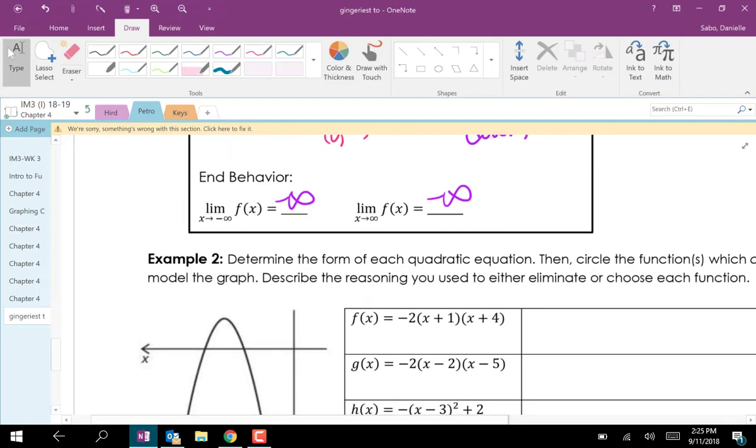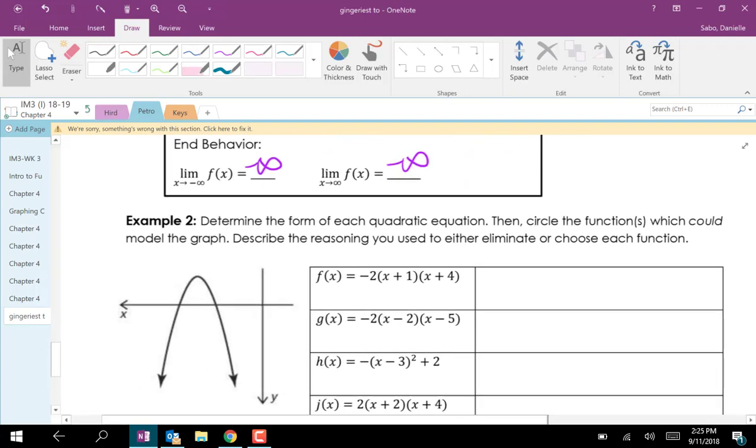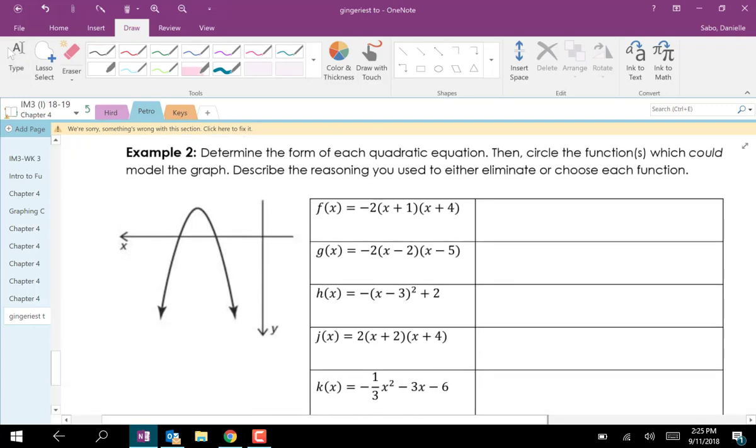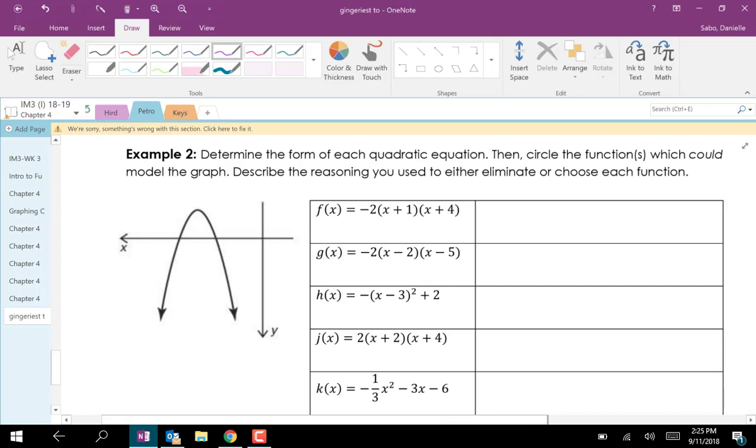The next question says, determine the form of each quadratic. So let's do that first. F of x right here, what one is that? There's 3 of them: standard, vertex, and intercept. Yep, intercept. You can write it off to the side, that's fine. This one is also intercept. I'm just going to put an I. Let's not waste time. Okay?